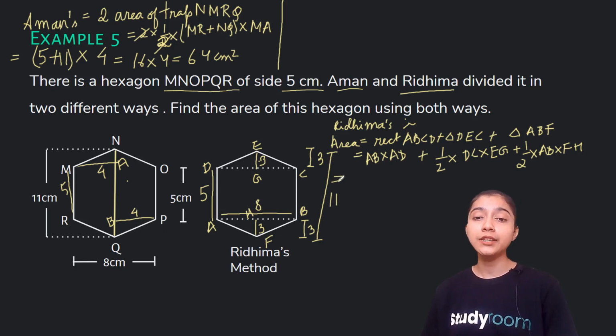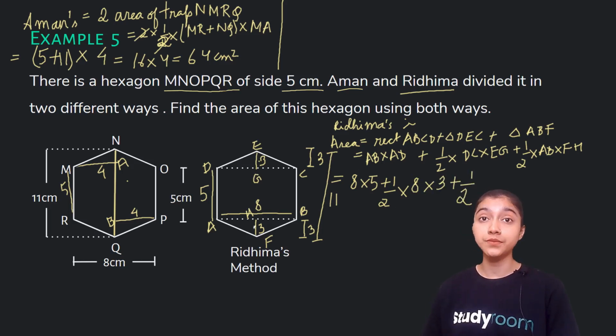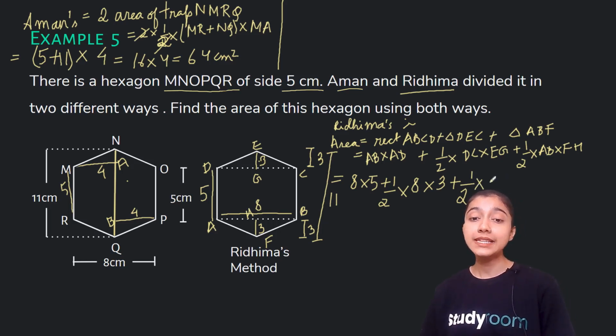Now let us put the values. Over here, AB will be 8 and AD, that is the breadth of the rectangle, is 5. So 5 multiplied by 8 gives us the area of this rectangle. Now we'll calculate the area of the triangle which is on top of the rectangle. That is area of triangle DEC. For that we have half multiplied with DC. DC is actually 8 centimeters. Multiplied with EG, which is the height, and it is 3 centimeters. Plus we have to calculate the area of the bottom triangle. That is area of triangle AFB, which will be equal to half multiplied with base AB, that is again 8, and height FG, which is 3 centimeters.